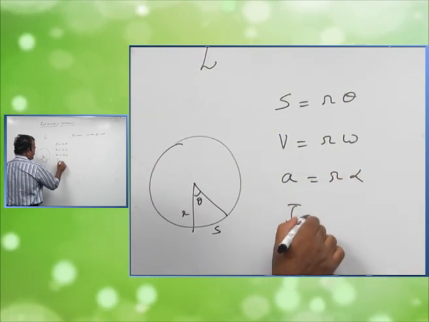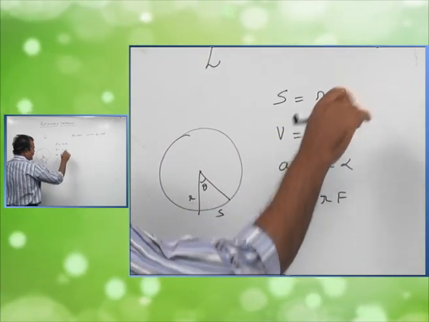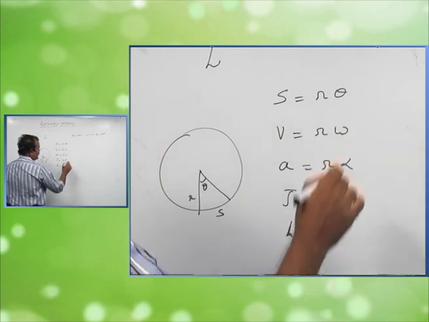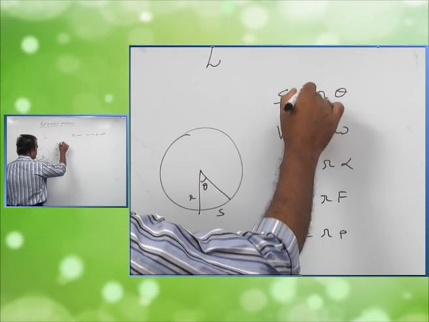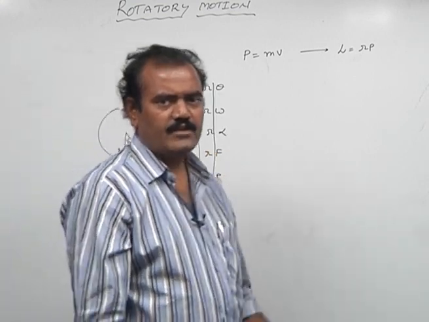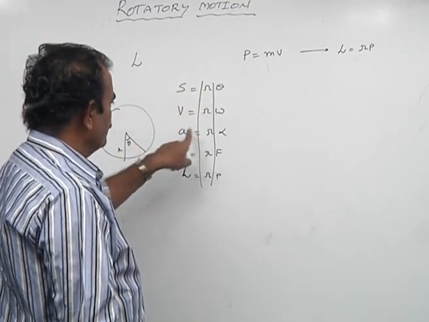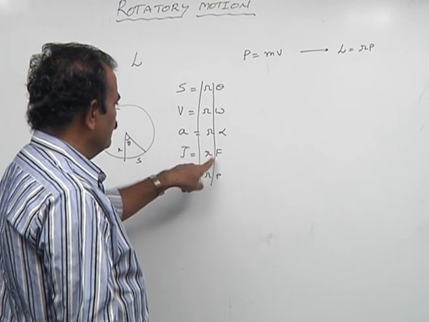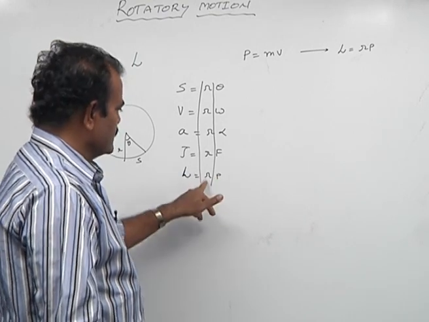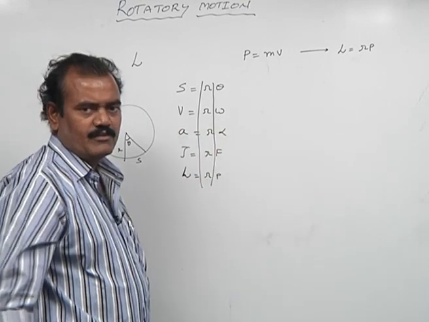Next, torque is equal to the perpendicular distance R and the force. Similarly here, angular momentum is connected by Rp like this. So R is the bridge which connects the translatory quantities and the angular quantities. Now L is equal to Rp. So S is equal to R theta, V is equal to R omega, A is equal to R alpha, torque is equal to force into perpendicular distance, and L is equal to the perpendicular distance or radius into P, where P is the linear momentum.